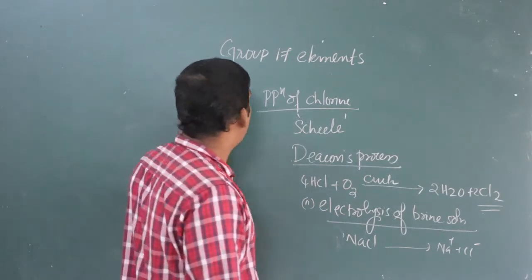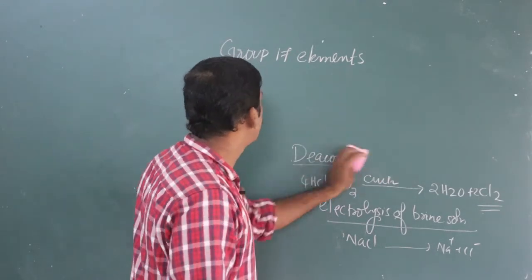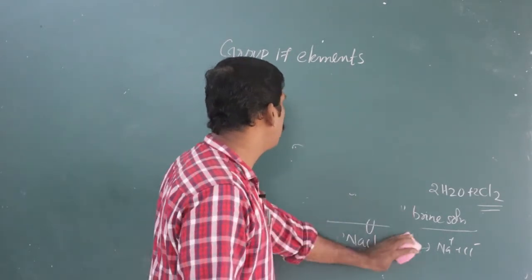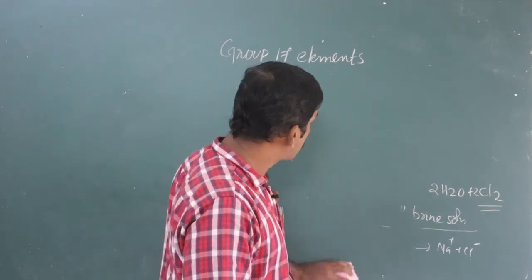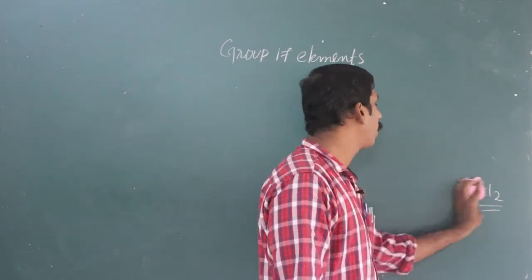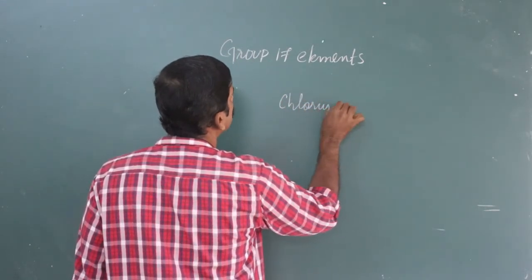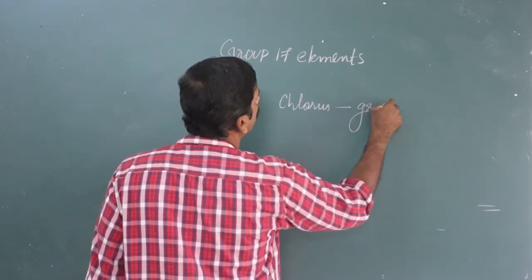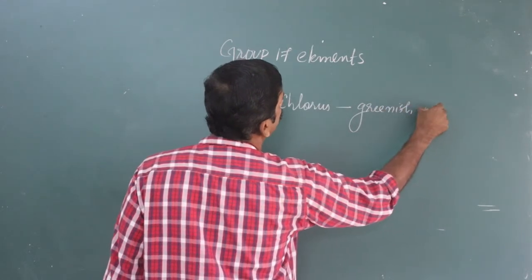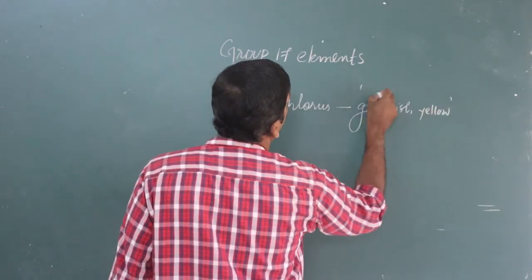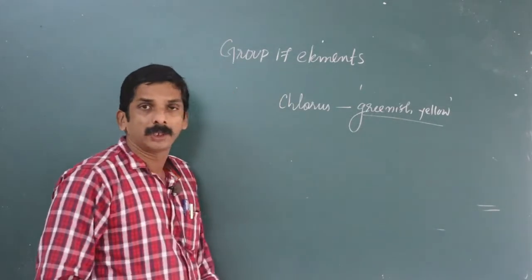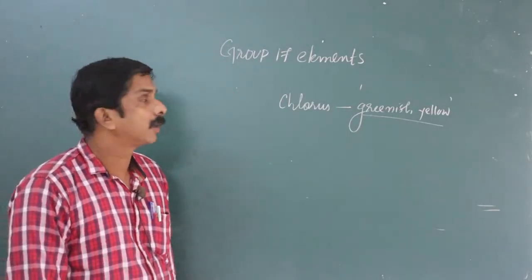And the name chlorine is derived from the Greek word chloros. The word meaning of chloros is greenish yellow. That is the word meaning of chloros.